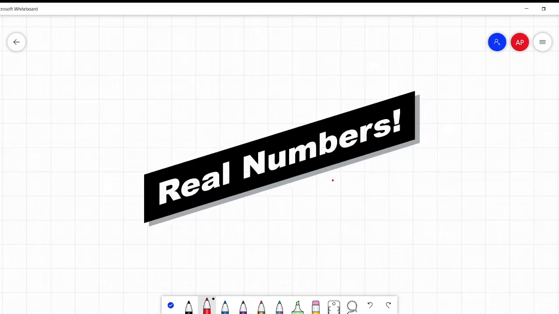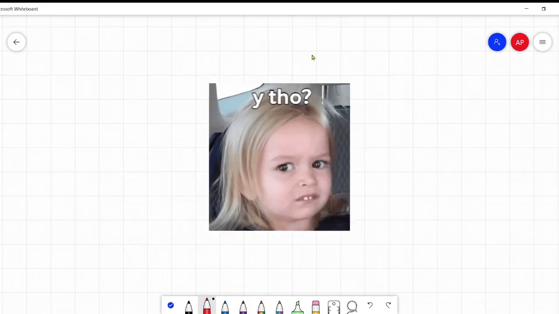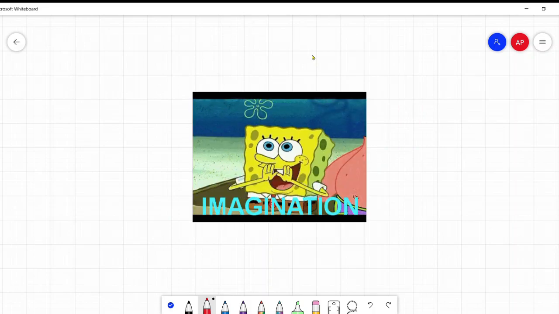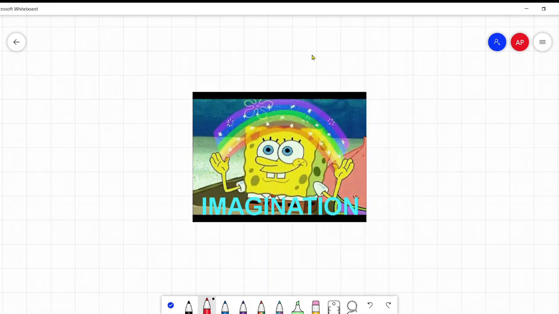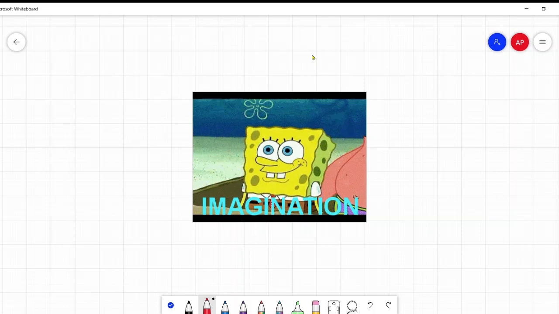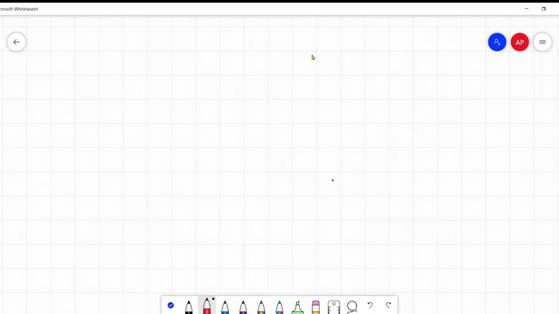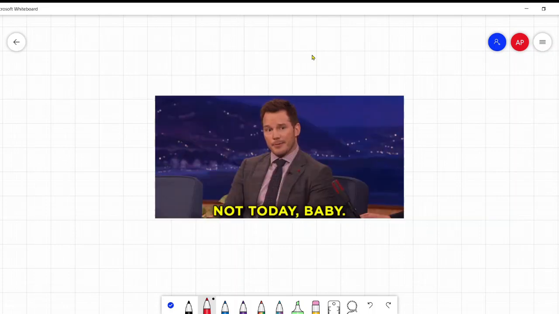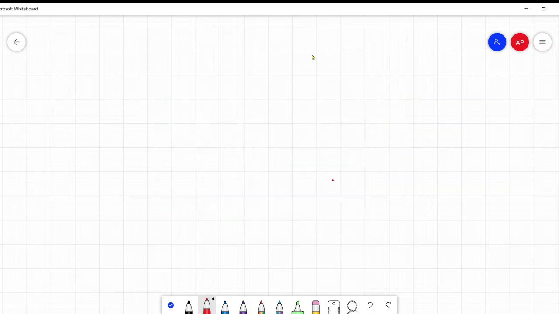So today we're talking about real numbers. Why would you say real numbers, your first question, as opposed to imaginary numbers? Yes, there are such things as imaginary numbers. That is a topic for another day. It is not for today. Today is real numbers. And we can divide real numbers into different categories.